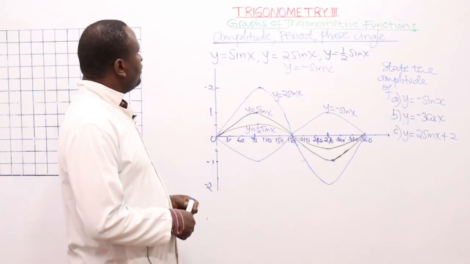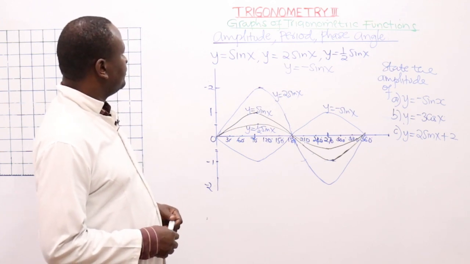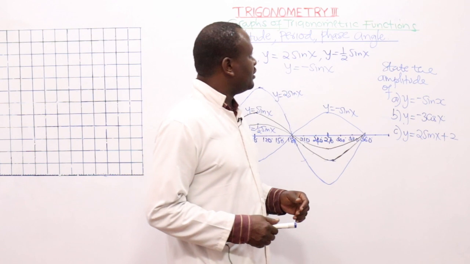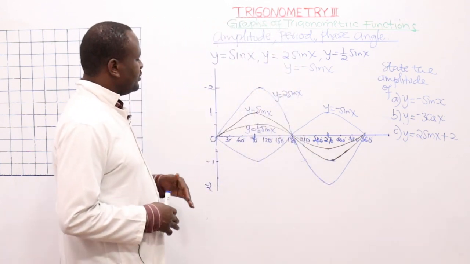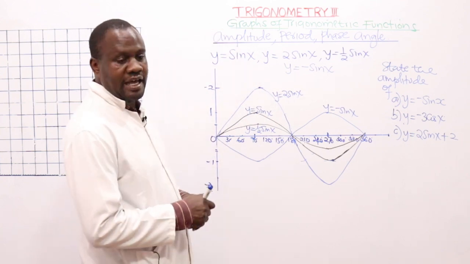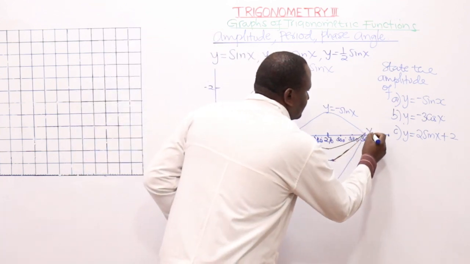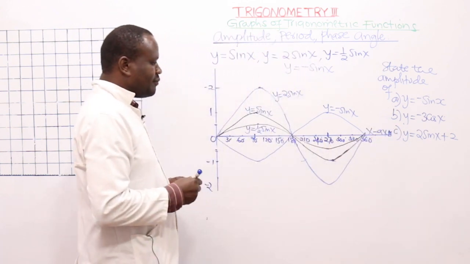So we're going to look at the amplitude, later on the period, and the phase angle. The amplitude means the highest value above or below the x-axis. So let's look at these graphs that have been sketched.